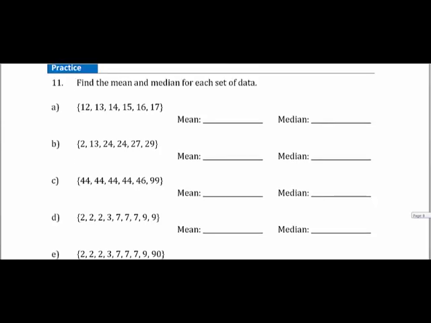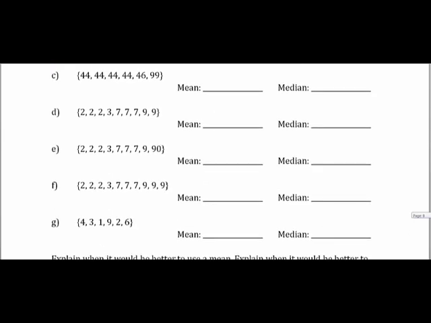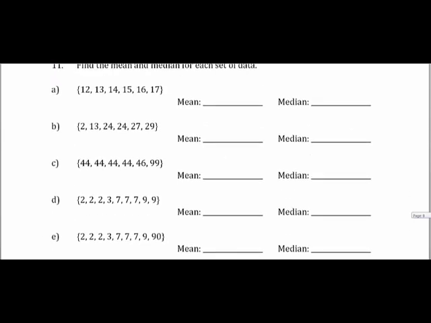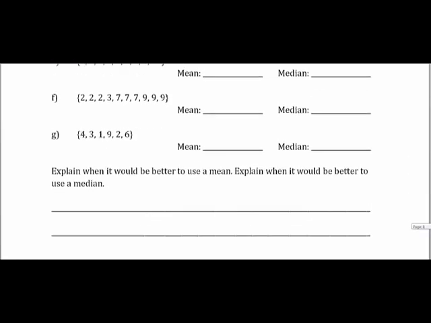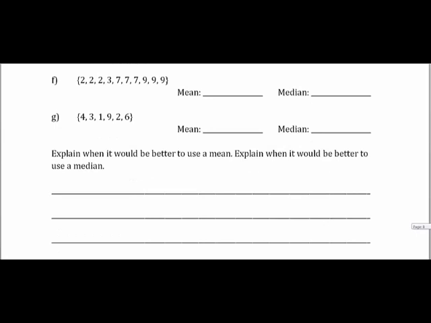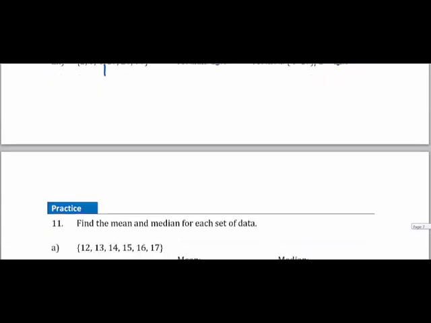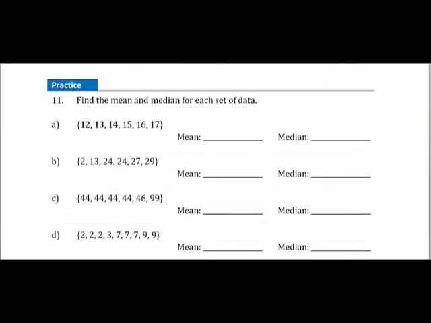With your worksheets in front of you, you've got to do parts A through G. You can pause the video now, run through those data sets, and get those answers written down, and then finally answer this question below: Explain when it would be better to use an average. Explain when it would be better to use a median. All right, hopefully you have finished, because what I'm about to do is run through the answers so you can check your work.